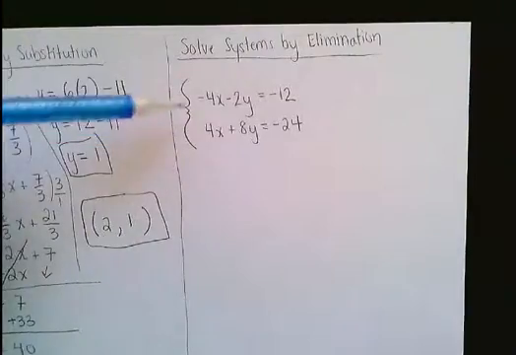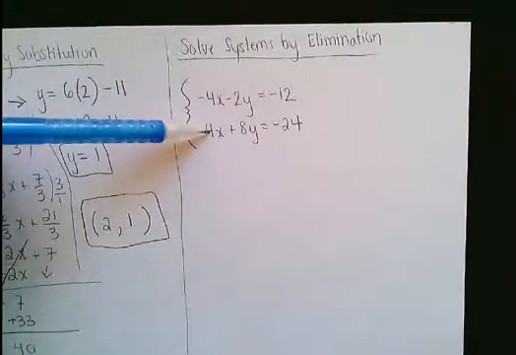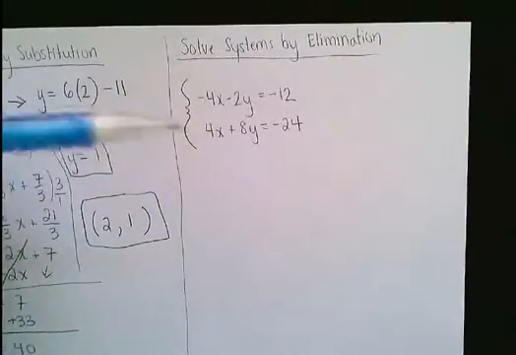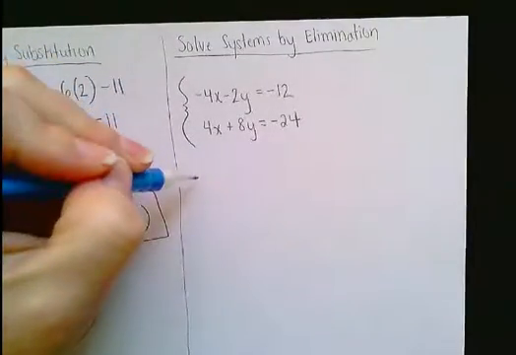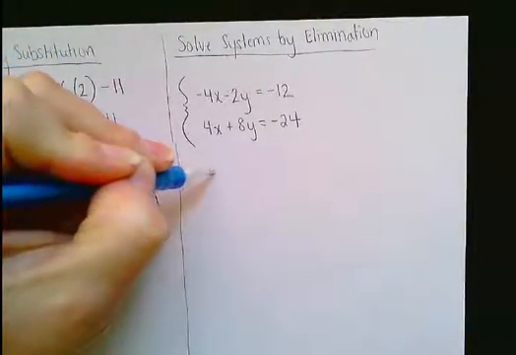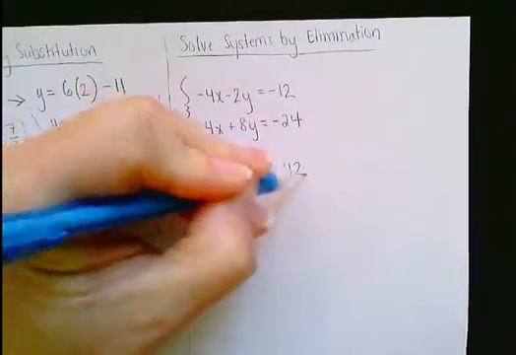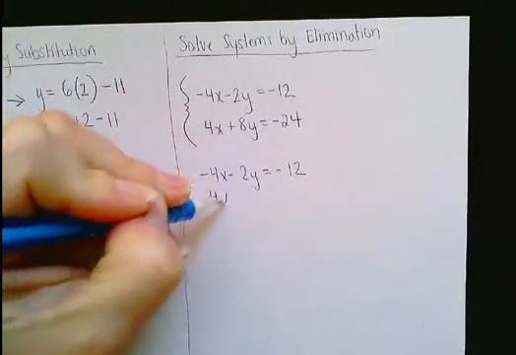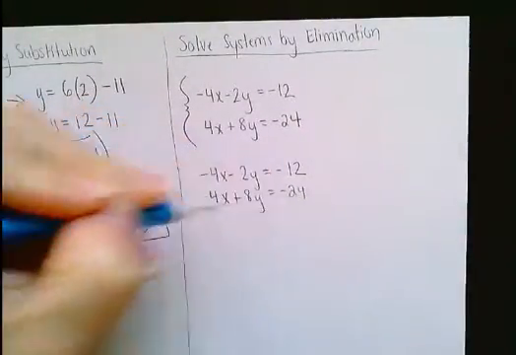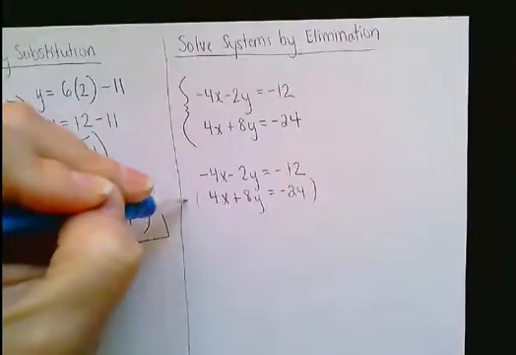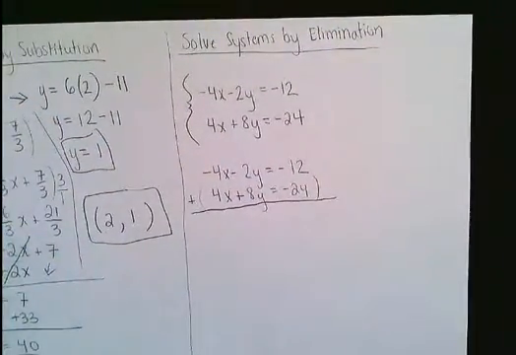When I look at it, I think it's easier to solve by elimination because I see a negative 4x here and a positive 4x here. So what I can actually do is add these equations to each other. I'll write negative 4x minus 2y equals negative 12, and then I'll put the positive 4x plus 8y equals negative 24 just below it. I'm going to add these equations together, just adding the like terms.